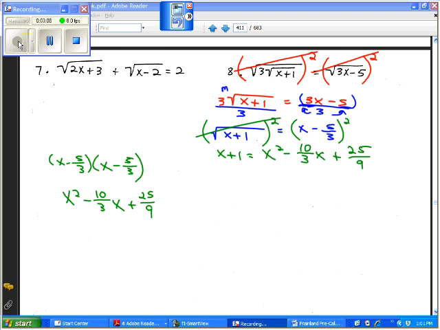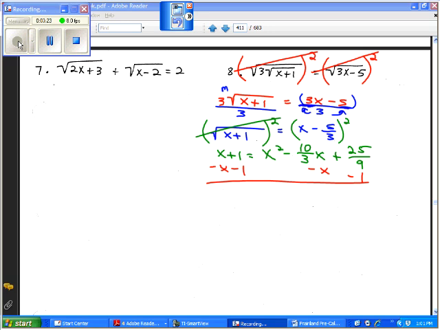We've got a quadratic, so we have to set it equal to 0. So we would subtract x and subtract 1, subtract x and subtract 1. With those x's, if we use a common denominator, we have negative 10 thirds x, and the negative 1 is negative 3 thirds x. And when you put those together, you get negative 13 thirds x. Everybody happy with that?